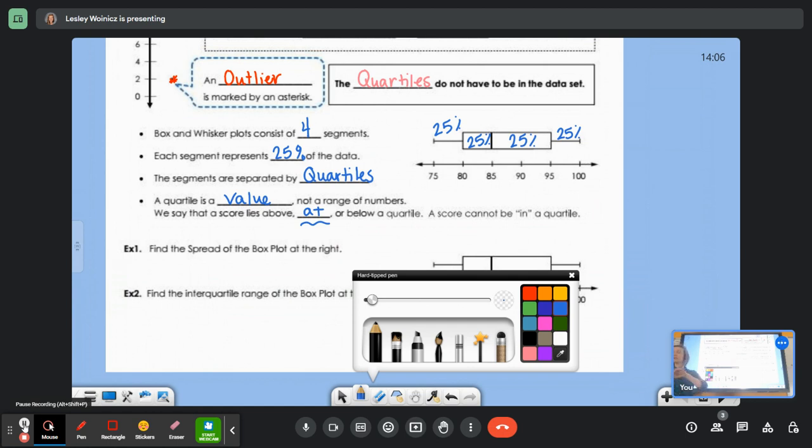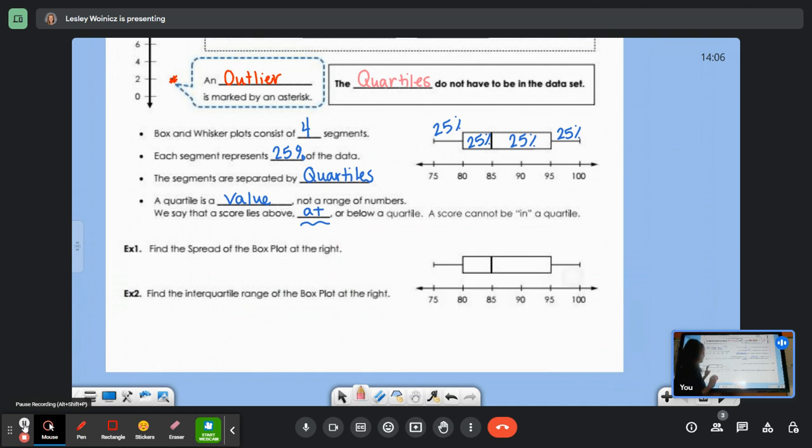Okay, guys, think about your maximum and minimum values. Range. The range, yeah. See, it was in there somewhere. So another name for the spread is range.